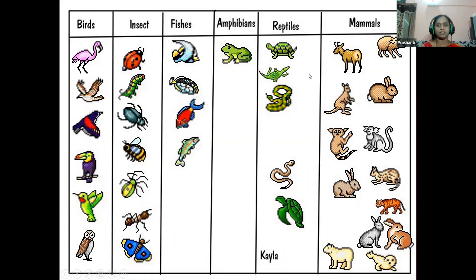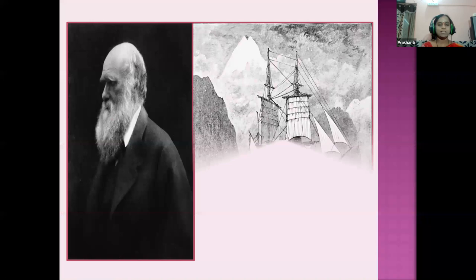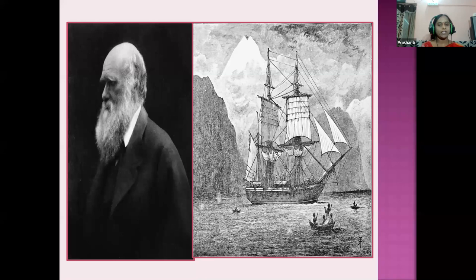Different scientists have written about the species, like Charles Darwin. He made a voyage in HMS Beagle, in the years 1831 to 36, to different continents and islands, and he wrote the book Origin of Species. His theory enlightened us about the struggle with the environment and the survival of the fittest.